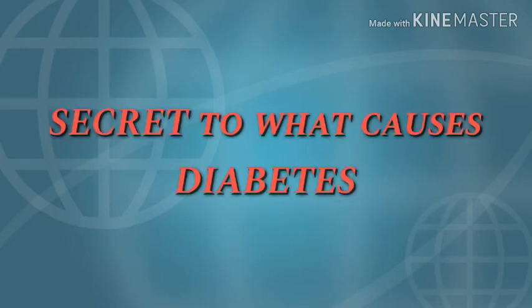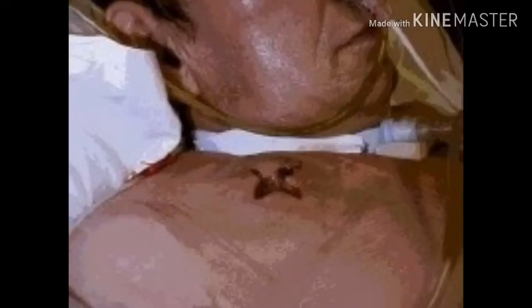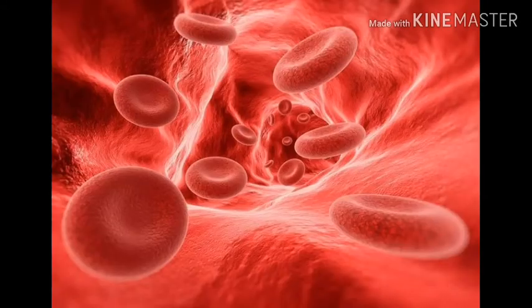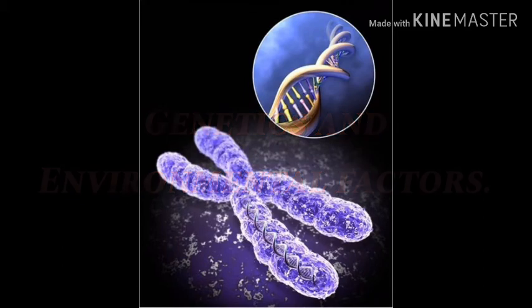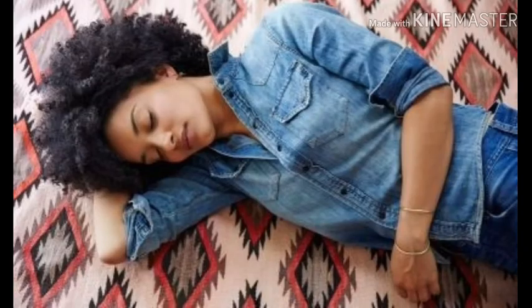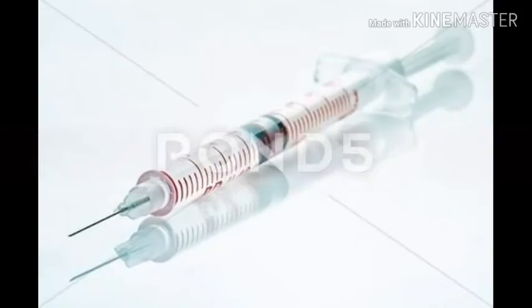These are what causes diabetes. Diabetes is a chronic disease that occurs because the body is unable to use blood sugar, which is the glucose, properly. The exact cause of this malfunction is unknown, but genetics and environmental factors play a part in them. Now I will discuss with you some specific causes of diabetes.